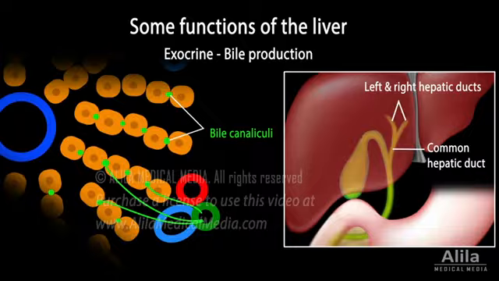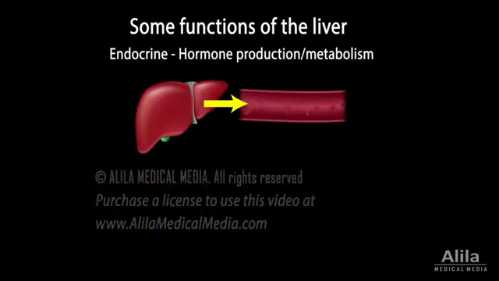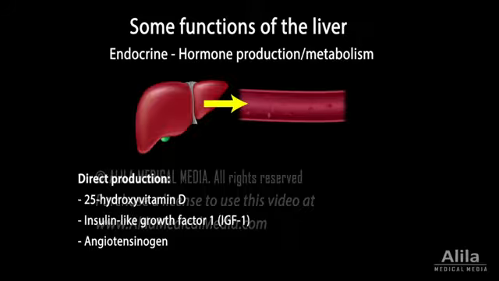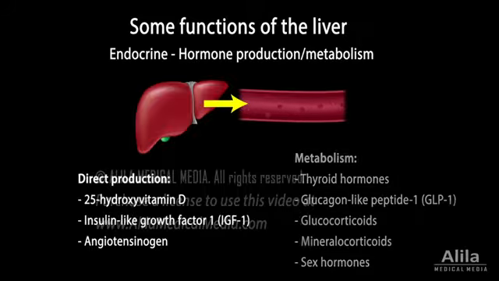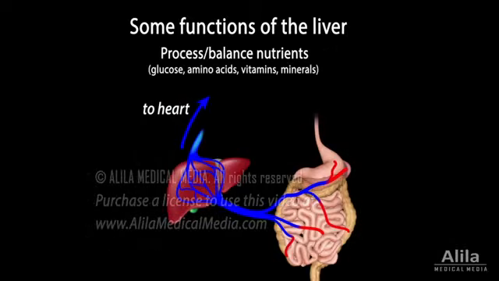Metabolic wastes, such as bilirubin, a byproduct of red blood cell breakdown, can be secreted in bile and excreted from the body. As an endocrine gland, the liver directly synthesizes several hormones and is involved in the metabolism of many others. The liver acts as a gatekeeper, controlling substances that can enter the circulation, both quantitatively and qualitatively. It processes the nutrients and regulates the amount of nutrients that can pass into the blood.